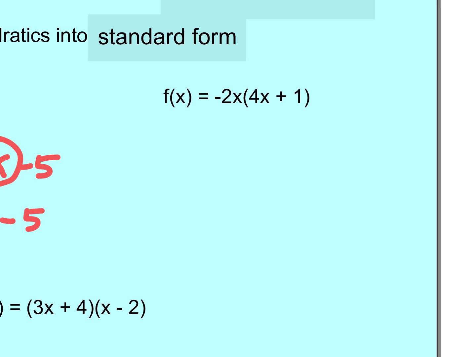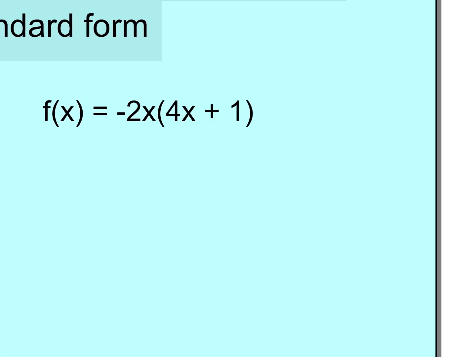All right. This next one is just a distribute. There's no FOIL on this kind. There's no such thing as a first, outside, inside, last. There's only two parts. So you just distribute. Now some people get confused on this because they're like, well, what do I do with the numbers? You just multiply them. The whole point is multiply. So that's -8. And X times X is X squared.